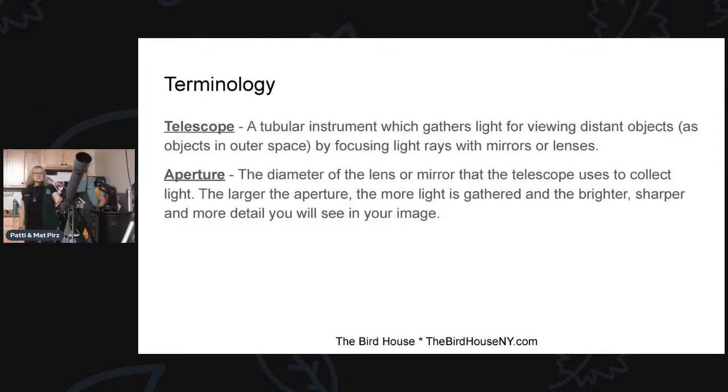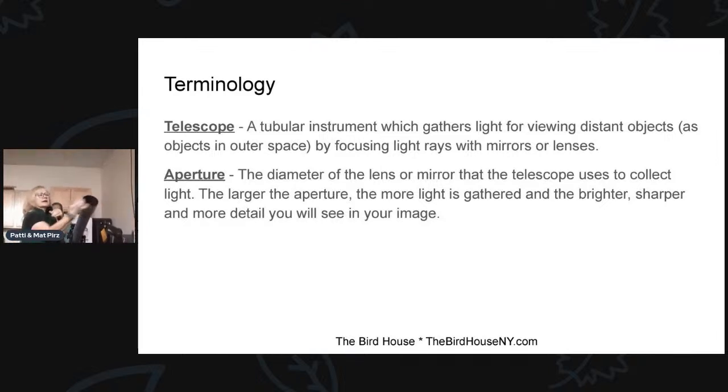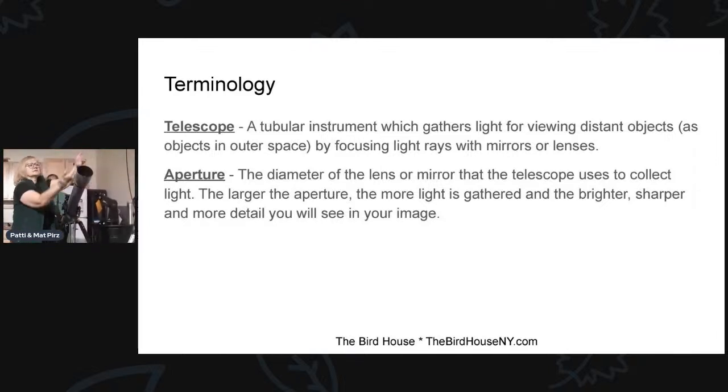Pretty much what you're going to use a telescope for is viewing things deep in the distance in the sky, using mirrors and lenses. Now, one of the most important parts of your telescope is your aperture, and your aperture is the diameter of the lens with the light coming in. The larger your aperture, the more light it's going to collect, the more details you're going to see, the brighter, the sharper the image.